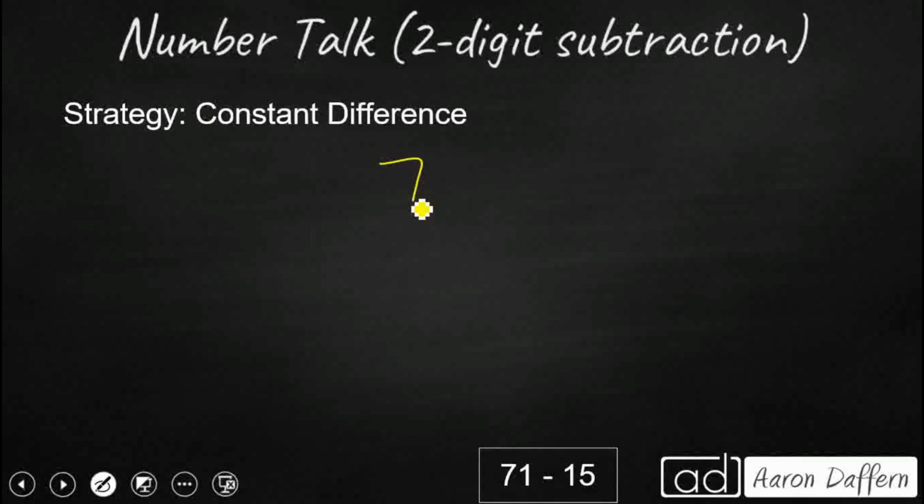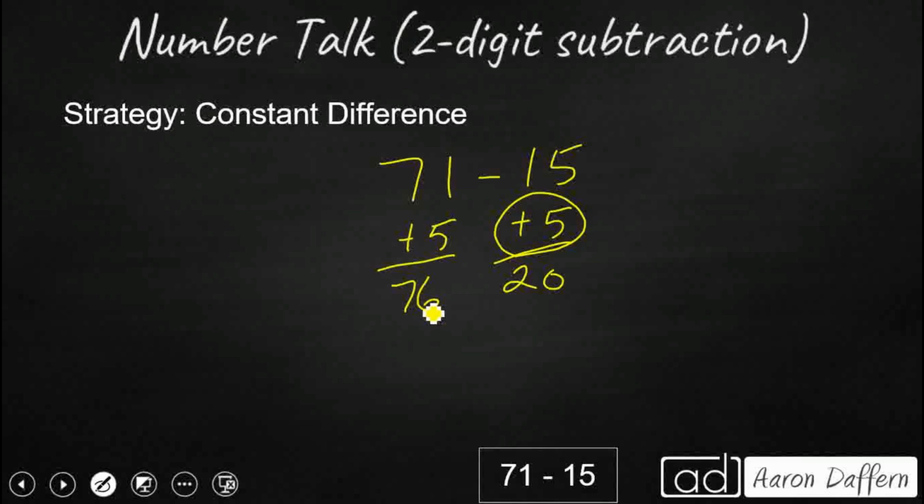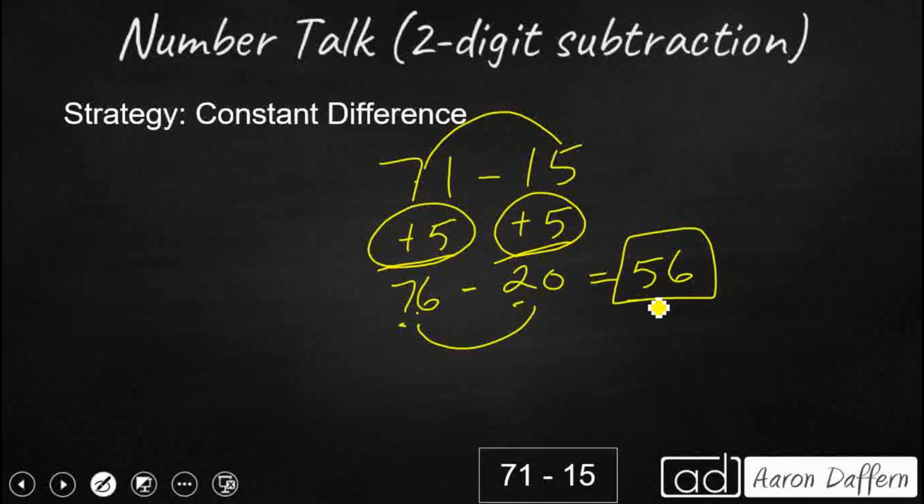We can also use the strategy constant difference, which is similar to what we did with compensation. So we're going to start with our subtrahend, get that up to the next 10. That's a plus 5. We've already done that. But instead of subtracting now, we take the same plus 5, we add that to our minuend. Now, look to see what we've got. We've got a brand new problem, 76 minus 20. It's really easy because all we have to do is worry about subtracting the tens place. The ones place doesn't stay the same. But this is a balanced expression. Since I added 5 to both the minuend and the subtrahend, the distance between 71 and 15 is the exact same distance as 76 minus 20 because I added 5 to both. And look how much easier this one is to subtract.